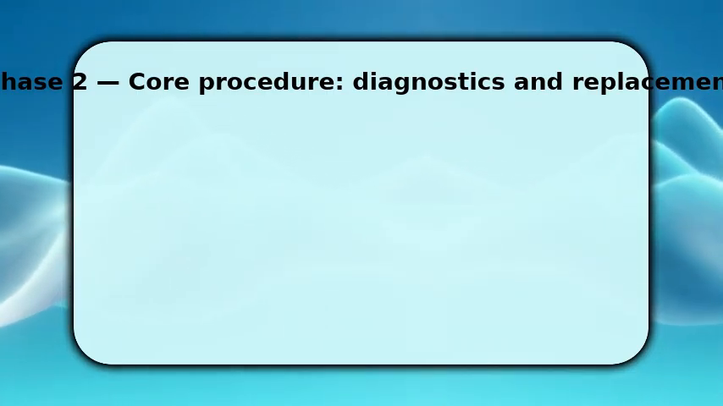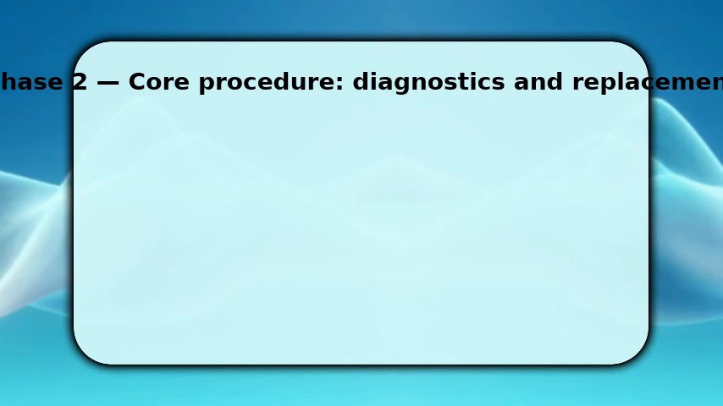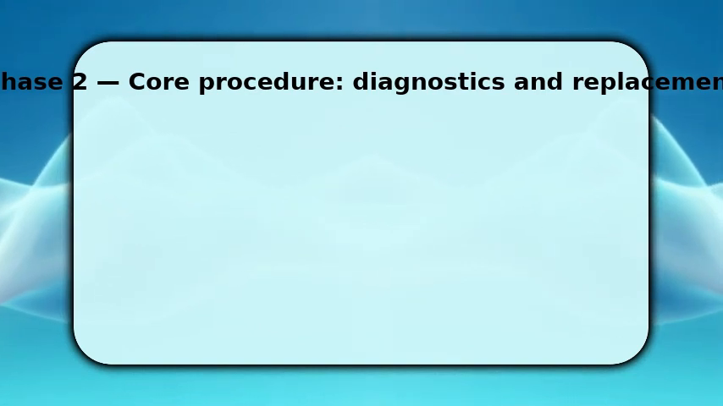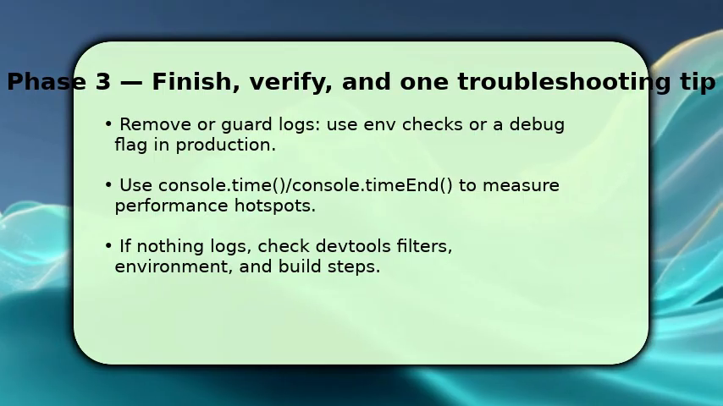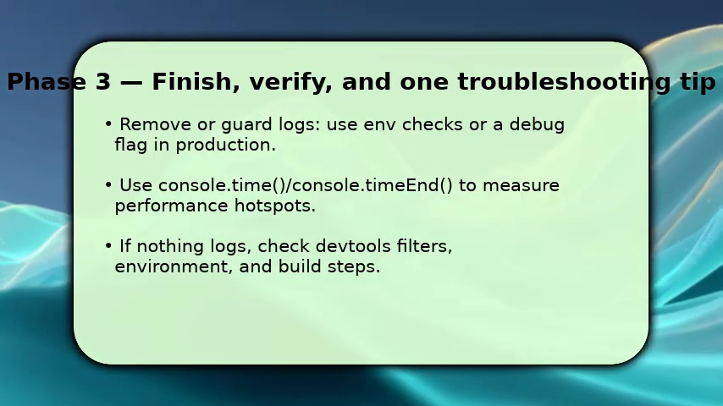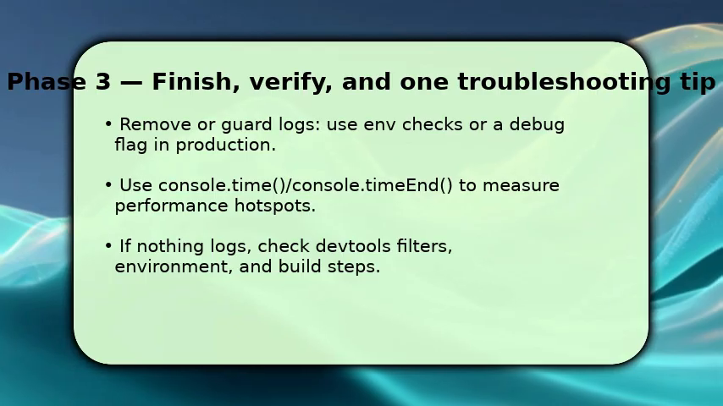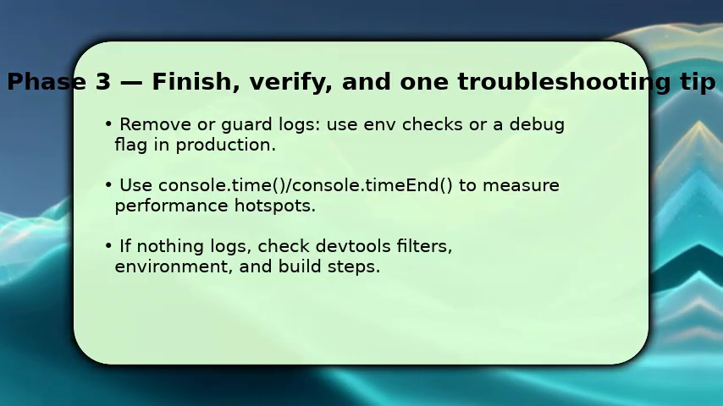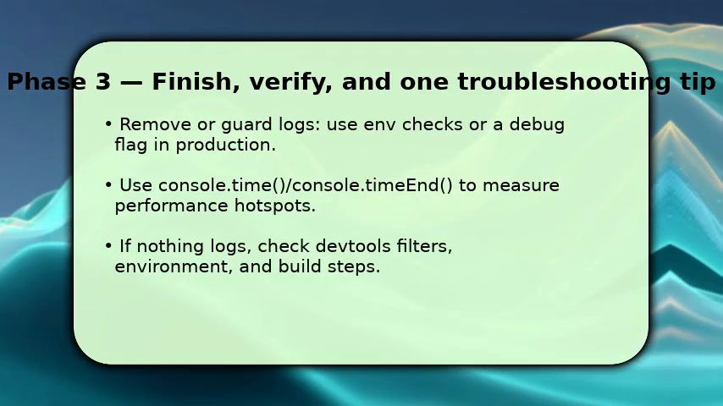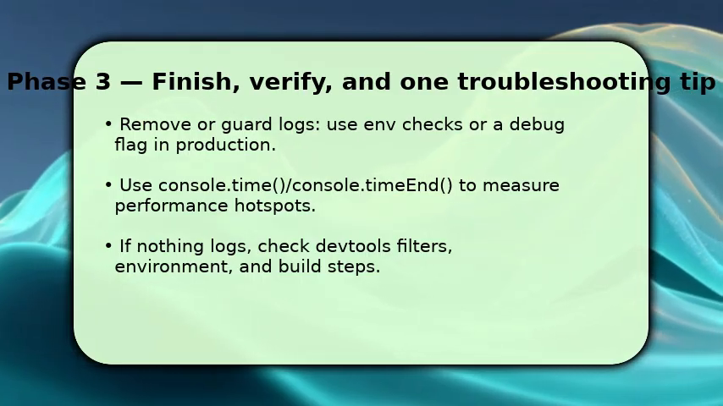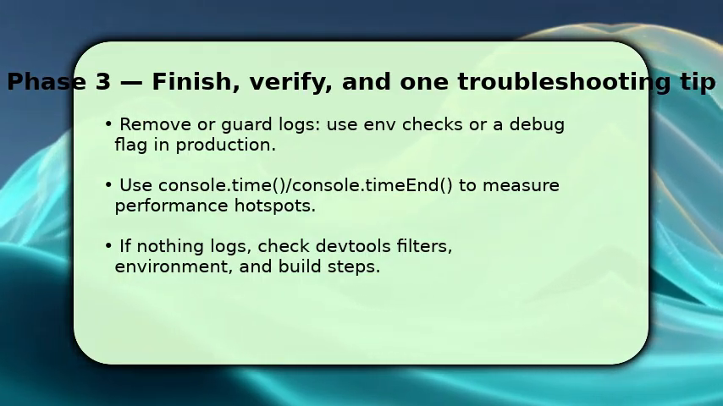Make sure to clear with console.clear between sessions to avoid stale output. Finish by auditing your logs. Remove noisy console.log calls or wrap them with an environment check so production stays clean. Use console.time and console.timeEnd to measure slow functions and identify bottlenecks quickly.